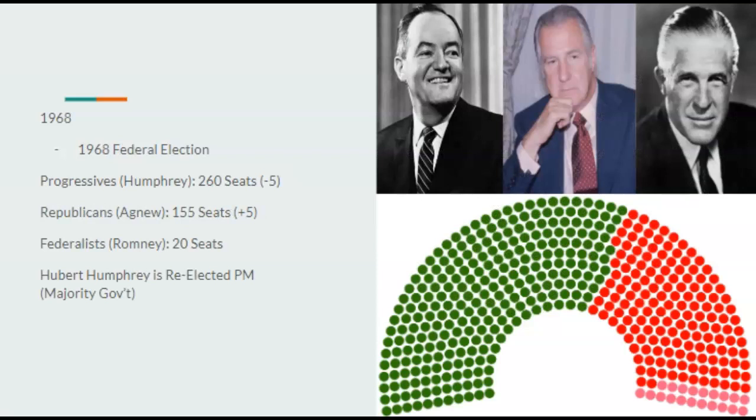In 1968, we go into that federal election where progressives end up winning 260 seats, losing 5 under Hubert Humphrey. Republicans under Spiro Agnew win 155 seats, gaining 5. And the Federalists under George Romney have 20 seats. They don't win or lose anything. And Humphrey is re-elected prime minister with a majority government once more.